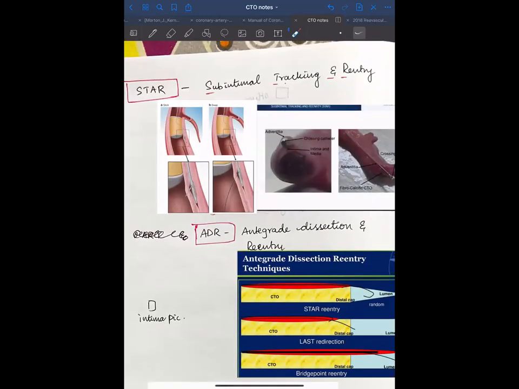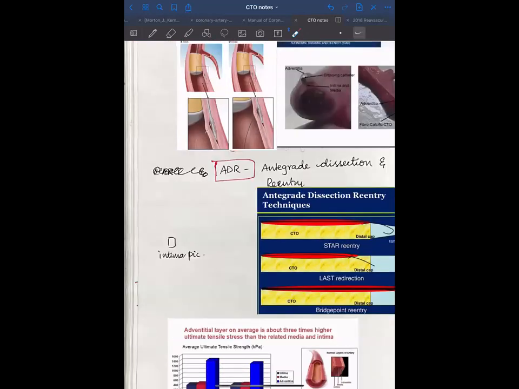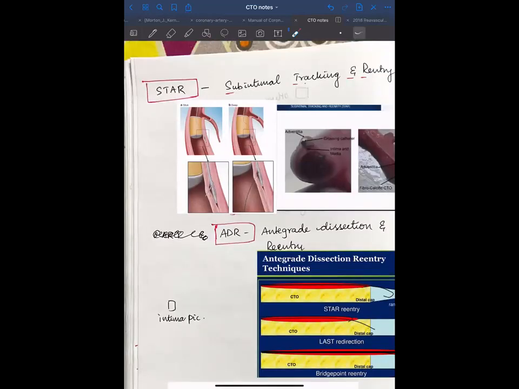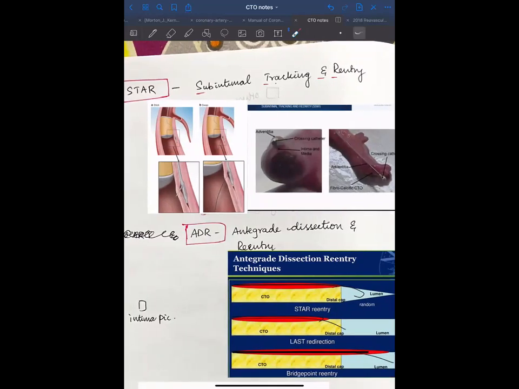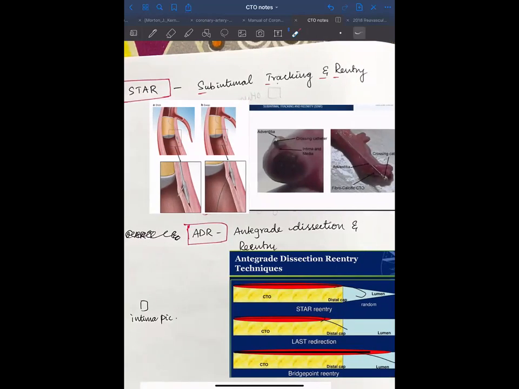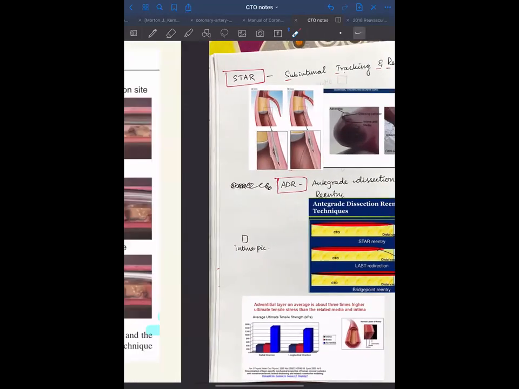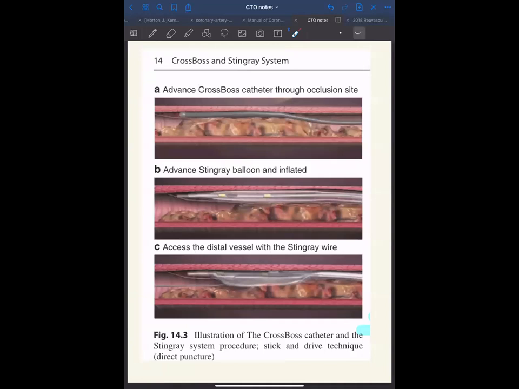A few technological terms we need to remember are STAR, LAST, and one more thing, AWE, antegrade wire escalation. Subintimal tracking and re-entry, we already saw a form of it. This is called a stick and drive. When you start with the subintimal space and you go in, it is called stick and drive. These are just names given to this. It's called direct puncture or stick and drive.